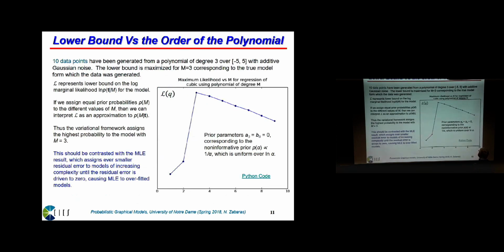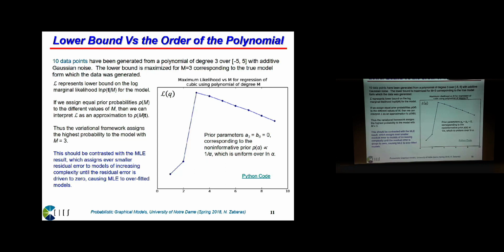And this is a very good use of this lower bound in model selection. So for example, if you're doing regression and you have a bunch of data, and let's say you use polynomials in this case, you ask what's the order of polynomials that I need to use to better represent the data?